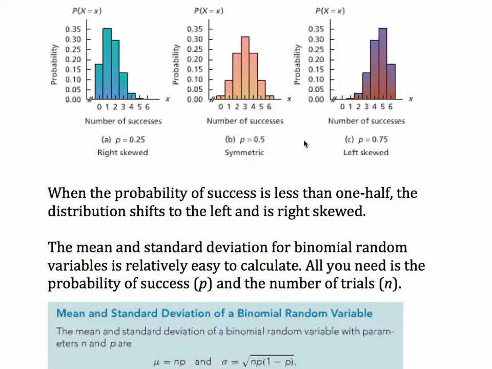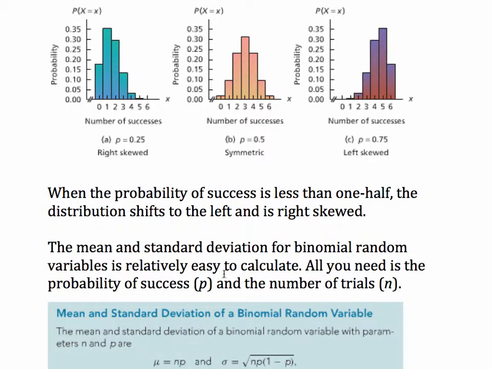To calculate the probability of any number of successes in a set number of trials, you do want to use your calculator. However, if you want the mean or standard deviation, while it is produced by your calculator, if that's all you're after, you can just go ahead and say that the mean is n times p, number of trials times probability of success.